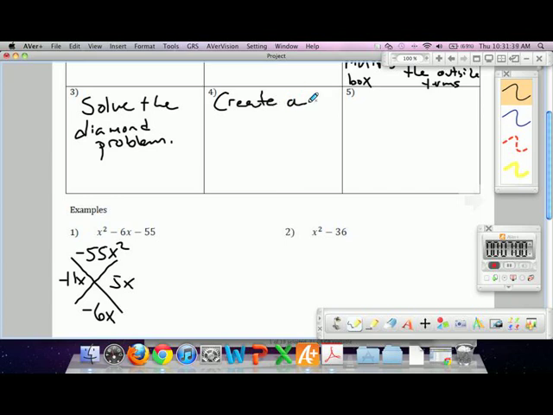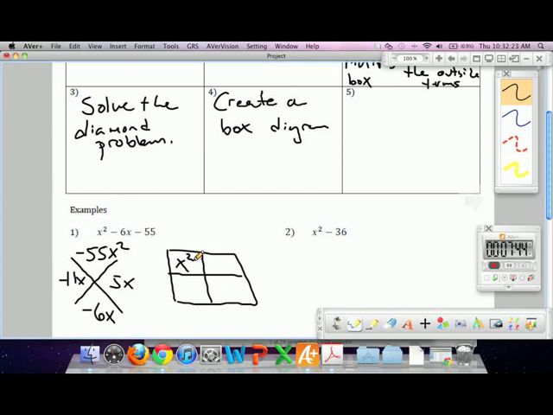We'll create it in the following manner. Draw a 2x2 box. In the upper left box goes the first term of what we're trying to factor. The setup's going to take a little bit to get used to, but once you get it, it's going to go really quick. The last box goes the last term of what we're trying to factor, in this case, negative 55.